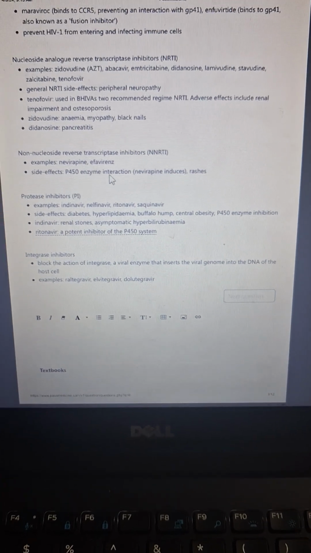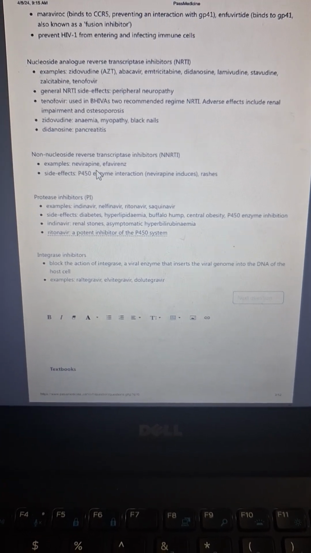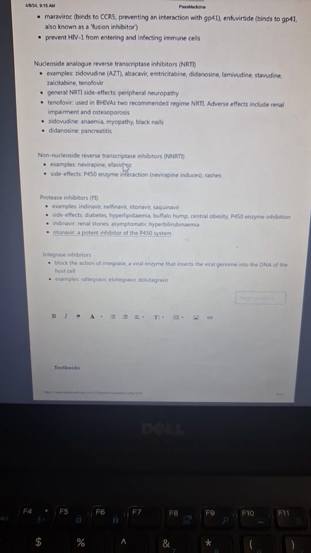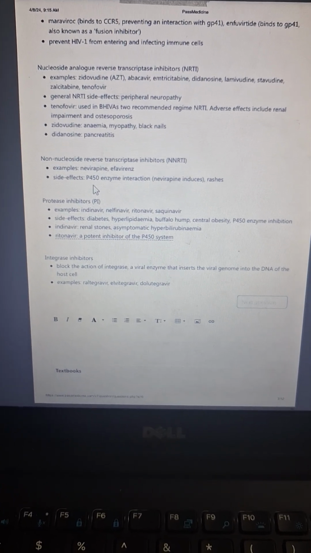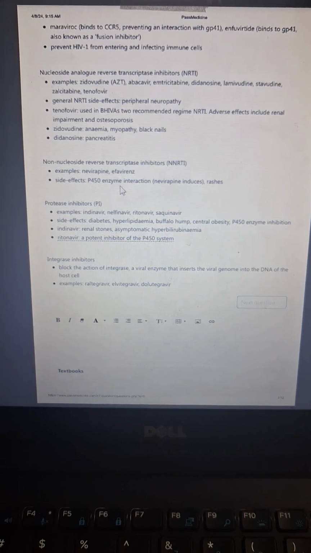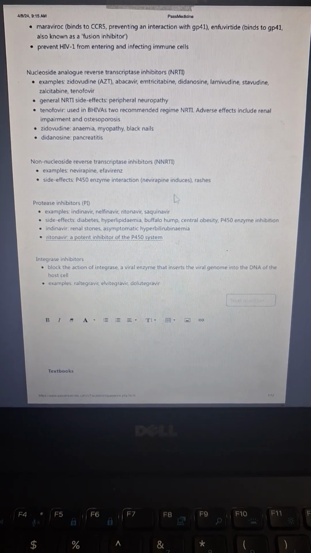Next, nevirapine and efavirenz. Side effects include P450 enzyme interaction, and nevirapine induces it and causes rashes.